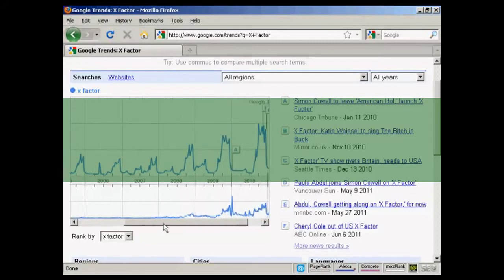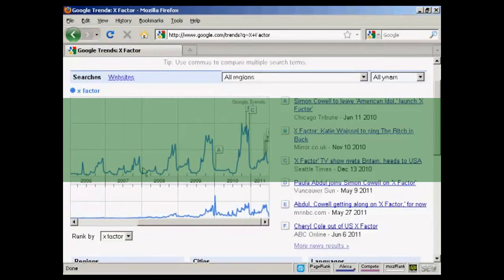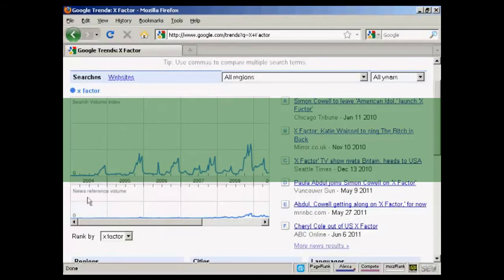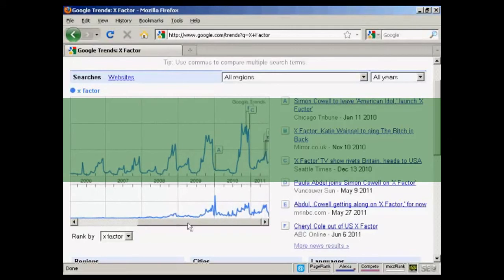And as I move along here, you can see that the troughs and peaks get more pronounced, mainly because over the years more people start to get broadband internet access and internet enabled cell phones, which means that they can search more often. And you can also see at the bottom here there's a news reference volume. You can see what's being written about the X Factor all the way along.